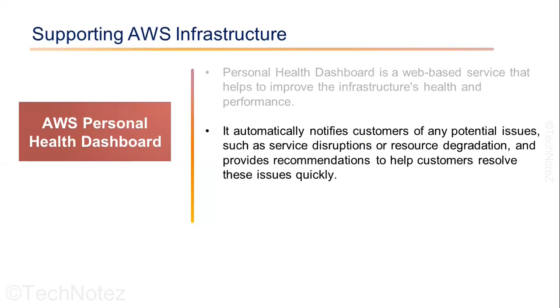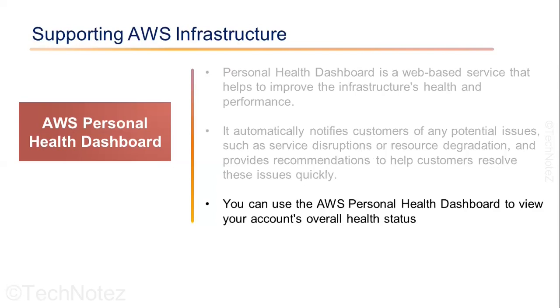It notifies about any potential issues such as service disruption or resource degradation and provides recommendations to customers to resolve these issues quickly. Customers can use the AWS Personal Health Dashboard to view their account's overall health status, review the notifications and alerts, and manage their AWS resources. They can also customize the dashboard settings and filters to receive alerts for specific services or resources. The AWS Personal Health Dashboard is free to use and available to all customers. Customers can access the dashboard through AWS Management Console, AWS CLI, or AWS SDK.